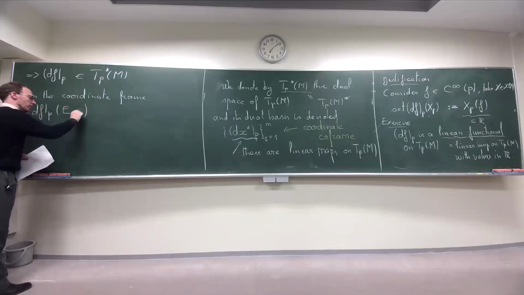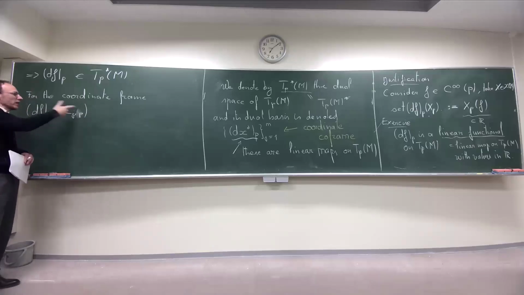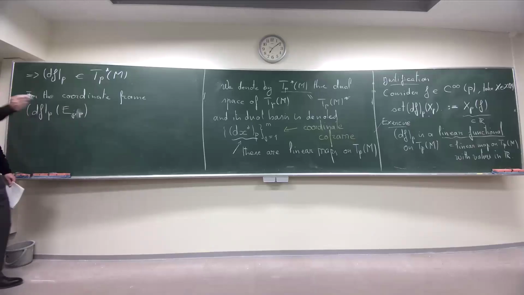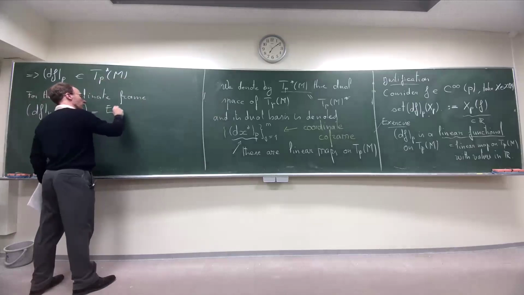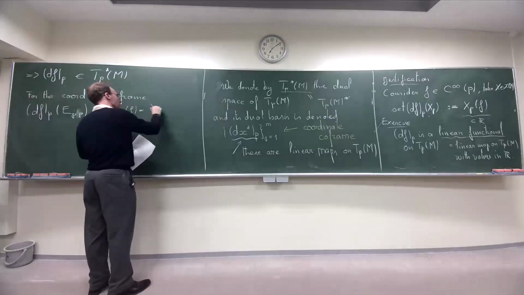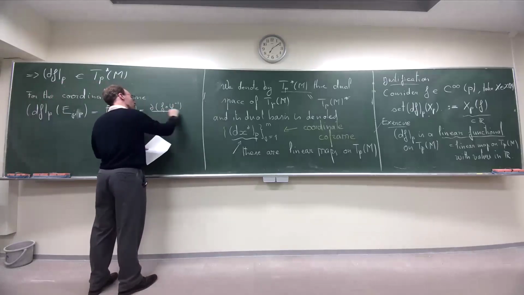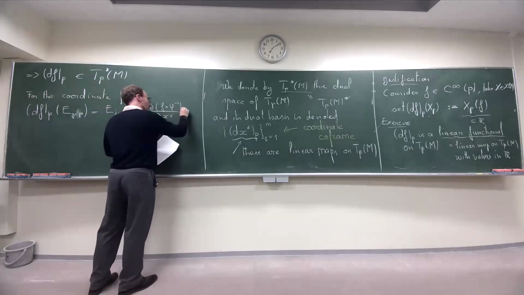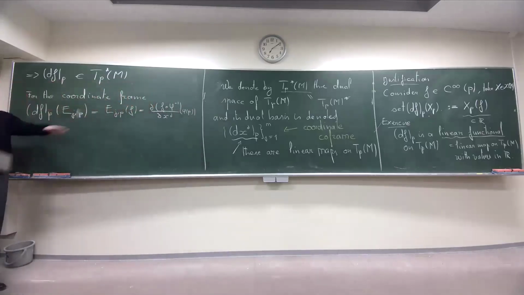Because remember, e_j at p is a vector of the tangent space. In fact, it defines a basis. So I take just one. By definition, e_j at p applied to f, if we look back at what it is, is a derivative of f composed with phi inverse. I just write what we have already seen, d over dx_j evaluated at phi of p. This is something we have, it's a definition of this guy. Okay? Yes.